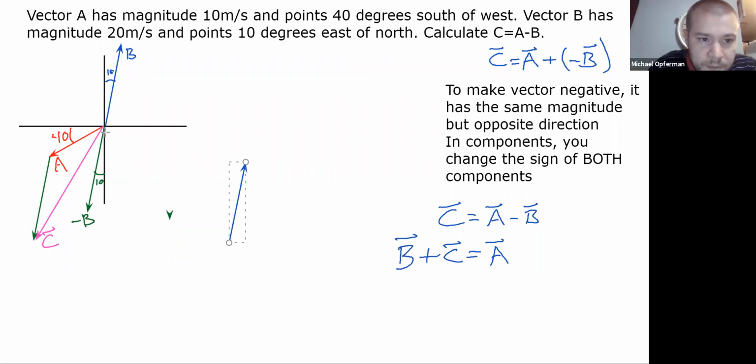And let's get vector A in red. So the way you could do this is start vector B and vector A from a common origin. And then ask yourself, okay, if I wanted to do B plus C equals A, you would start C from the end of B, and it should end up here at the end of A. And you see we get the same vector C that I got earlier. The two pink vectors are identical, arrived at in two different methods.